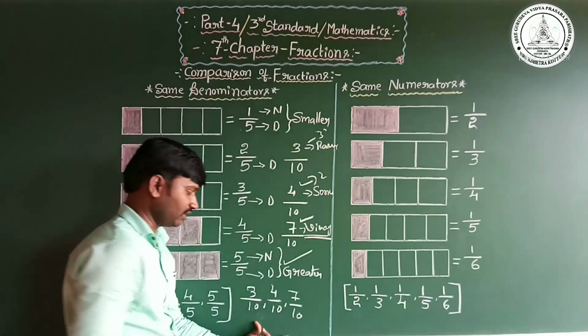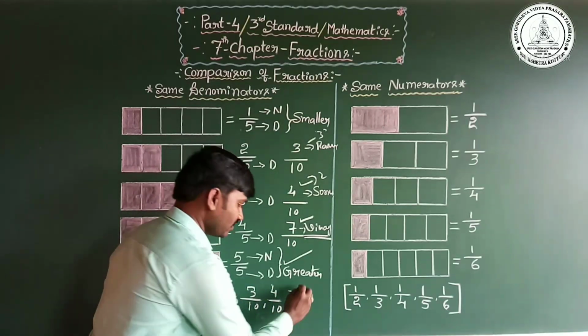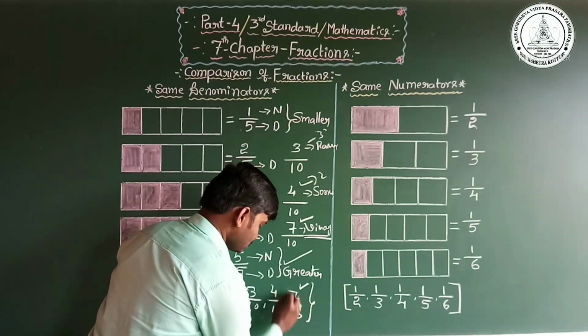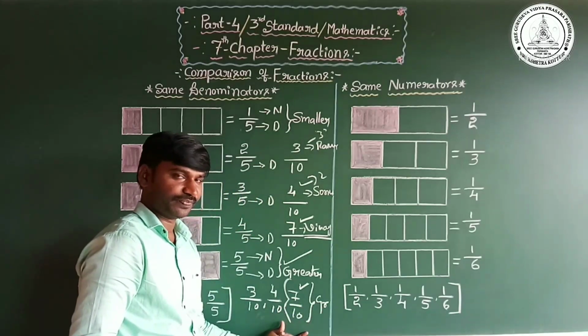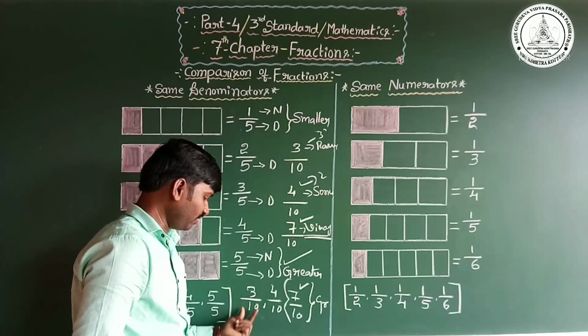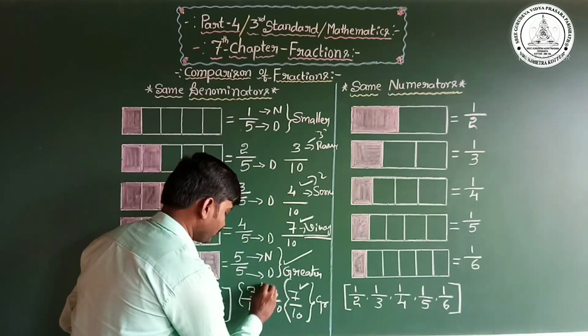The denominator is the same. Next you compare the numerators. Which is greater in the numerator? 7 is the greater. So this 7 by 10 is the greater fraction. Yes. Next, 3 by 10 compared to 4 by 10, this is smaller. So this is the smaller fraction.